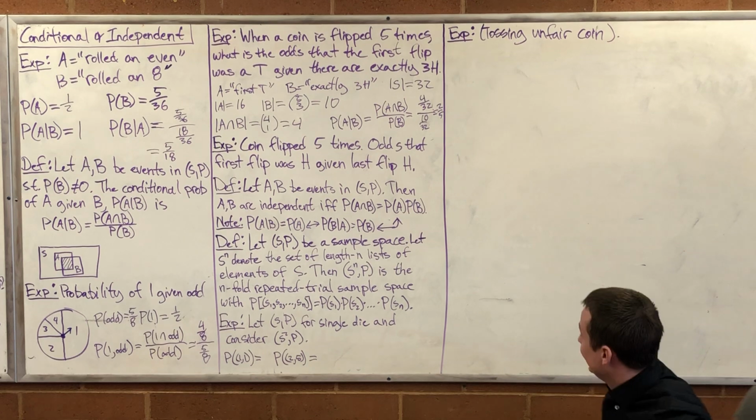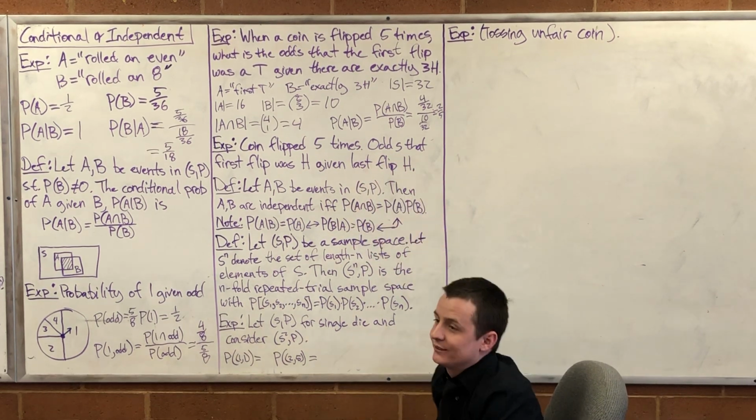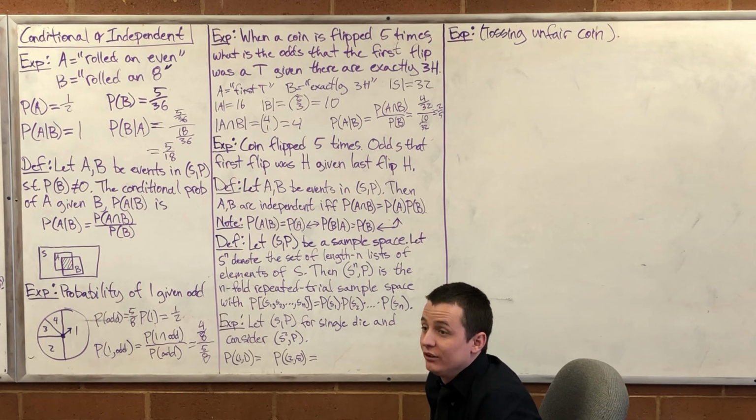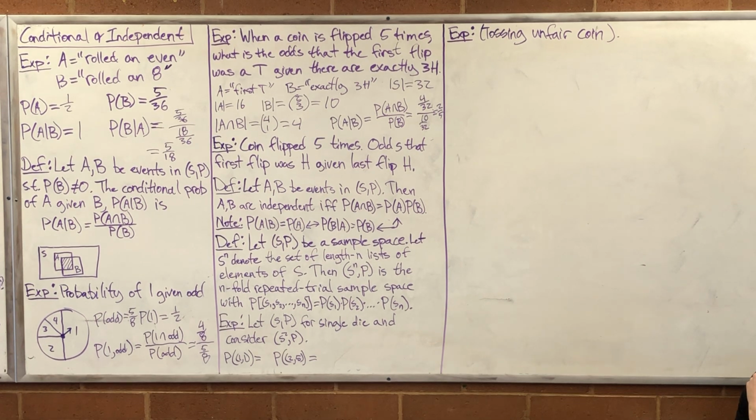Alright, so here's my hint on how to help you think about it. The coin is flipped 5 times. What are the odds that the last flip is a heads, given that the first flip is a heads? Does that help? Should we reduce this down to 2 flips? Okay, we flip a coin twice. What is the probability that my second flip is a heads, given that my first flip was a heads? Wait, it doesn't matter.